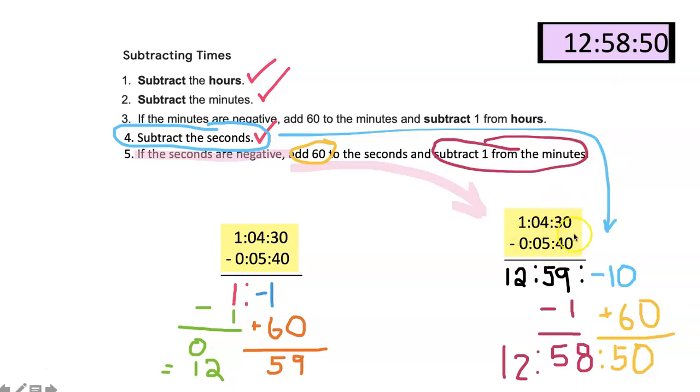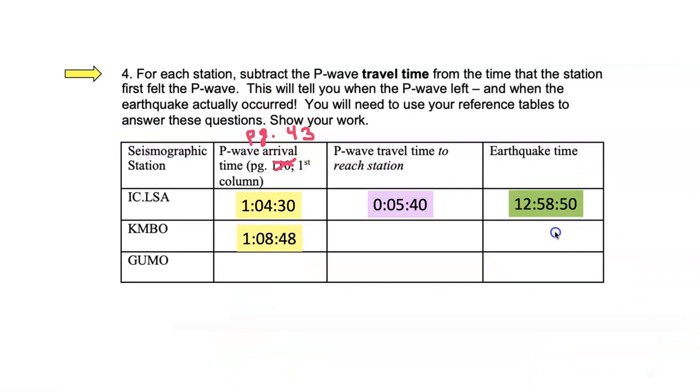And 5 minutes and 40 seconds later, it arrived to us, and our clock read 1:04:30 when it arrived. So I hope that's not too confusing. I know it's a lot of math on time, but I think I've walked you through the steps pretty carefully. Let's do the next one.